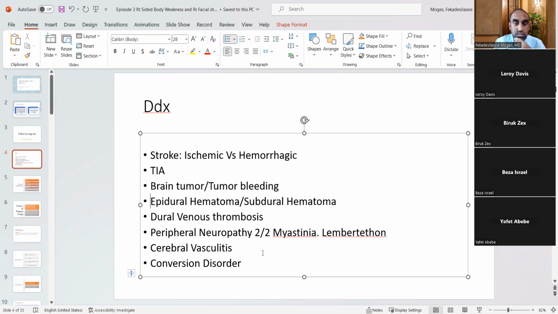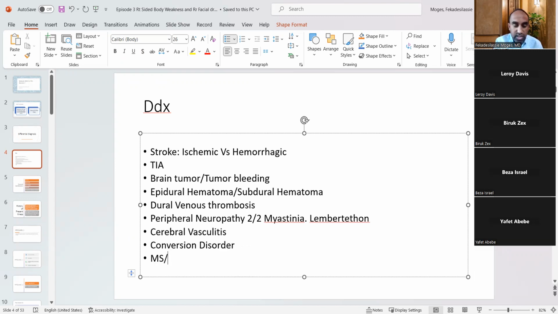Someone has put GBS in the chat. GBS, yeah, GBS is another differential diagnosis. So if you want, we can say MS, we can say GBS. Okay. So what's against GBS? Do you think this patient has GBS?